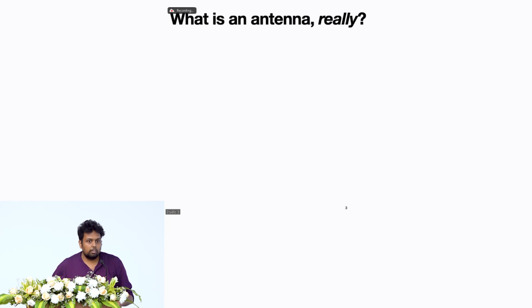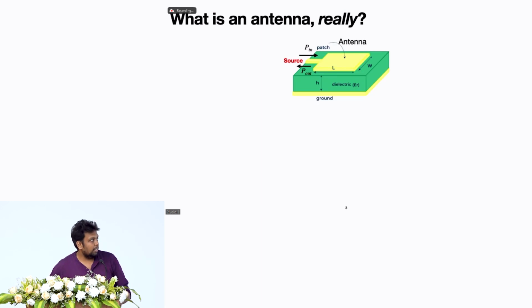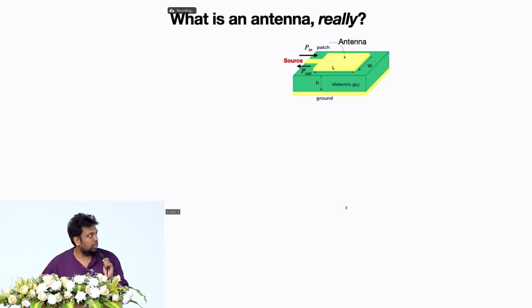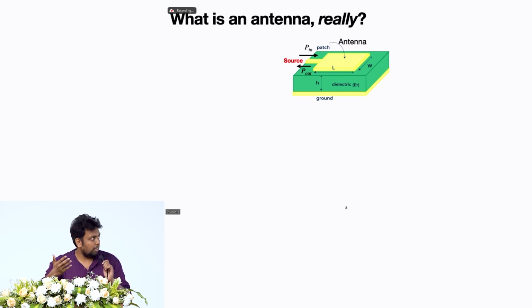So let's focus on just the antenna. What is an antenna in reality? This is how a microstrip patch antenna looks. You have a patch on the top, you feed it by a source, some power goes in, and some power comes out because of the impedance mismatch that you all will know.